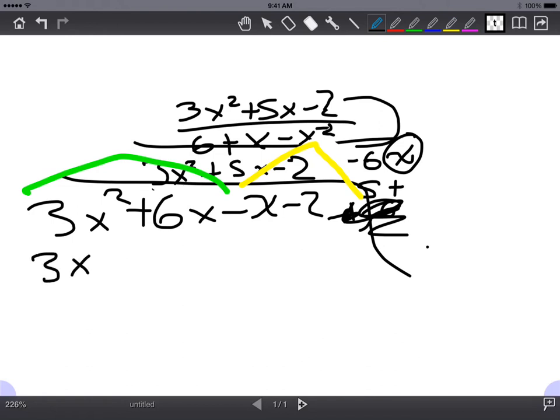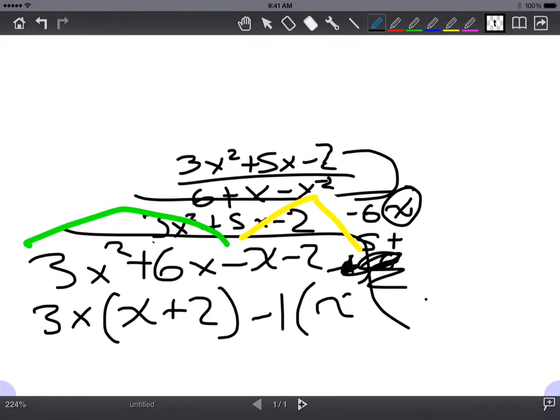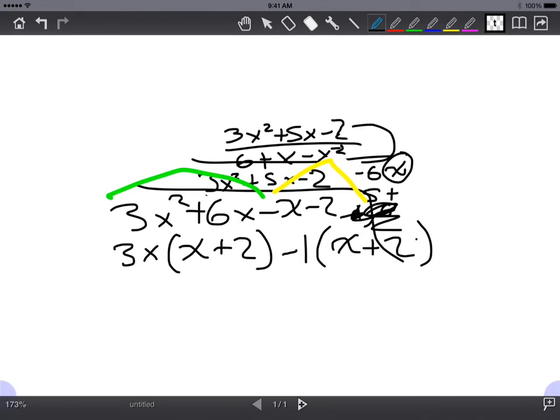Then I'll factor out a 3x, so we get x plus 2. And here, to get that x plus 2, I need to factor out a negative 1. Now you can see why I chose to put the 6x there, because I can pull out a nice, easy common factor. Whenever you get those two numbers, look first to see if there's a nice, easy common factor you can pull out if you group them a certain way. And it's not that hard.